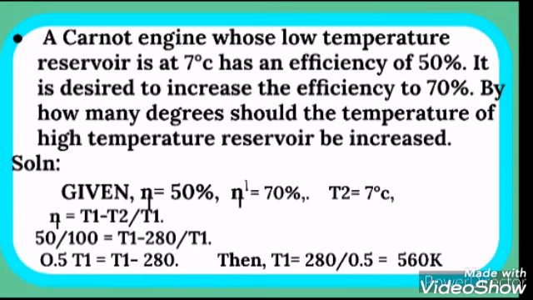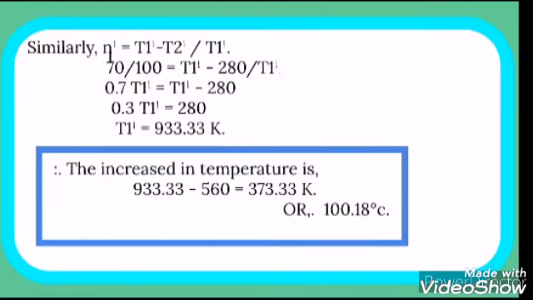First, we have to note down the given values. Eta is 50%, eta dash is 70%, T2 is 7 degrees Celsius, and now we have to find out T1. Substituting the values in the formula eta is equal to T1 minus T2 by T1, we get T1 is equal to 560 Kelvin. Then eta dash is T1 dash minus T2 by T1 dash. By substituting the values of eta dash and T2, we find T1 dash, and we get T1 dash is equal to 933.33 Kelvin.